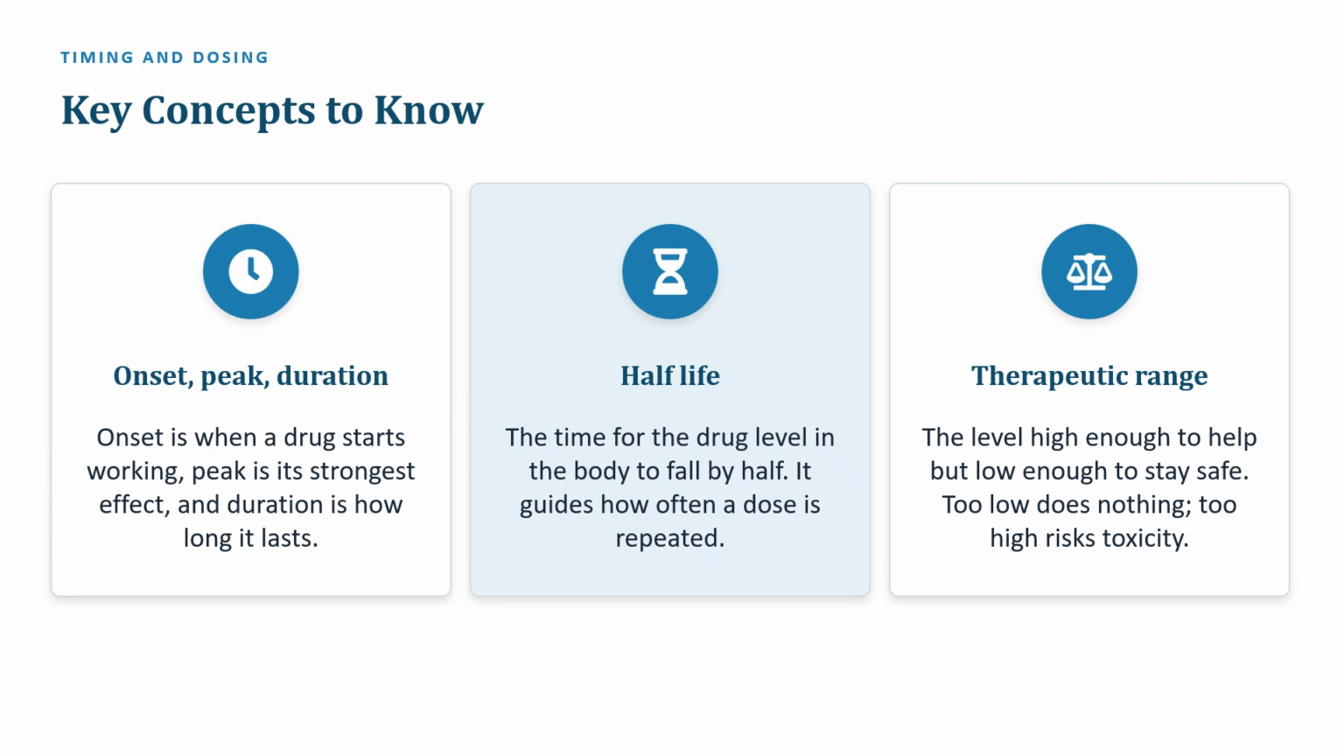The second card is half-life, one of the most useful concepts in pharmacology. Half-life is the time it takes for the amount of drug in the body to fall by half. Its practical value is that it guides how often a dose needs to be repeated. A drug with a short half-life leaves quickly and may need to be taken several times a day, while a drug with a long half-life can be taken less often. This is the science behind why one medication is once daily and another is every 6 hours.